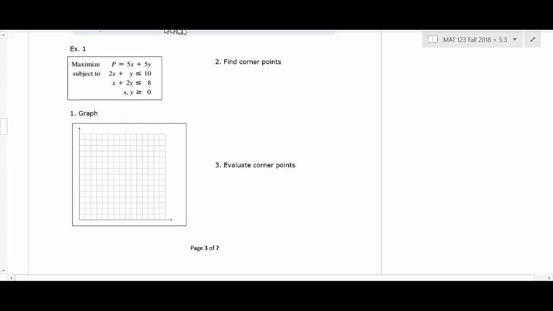Okay, so what we're going to do on this one then is graph these two inequalities. I'm going to just do the scratch work over at the side. We have 2x plus y less than or equal to 10. We have x plus 2y less than or equal to 8. Now what you want to do is just do the intercepts in your head.